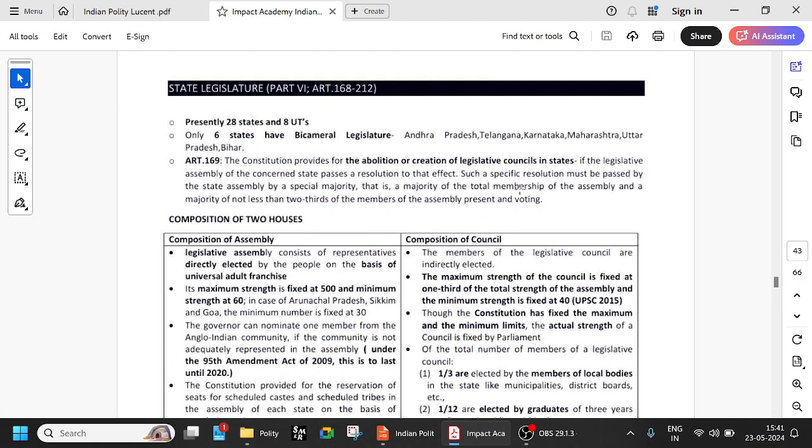Such a specific resolution must be passed by the state assembly by a special majority, that is a majority of the total membership of the assembly, and a majority of not less than 2/3 of the members of the assembly present and voting. Special majority means it has to be a majority of the total membership of the assembly. For example, we have 175 in Andhra Pradesh, so it has to be more than half of that. And 2/3 of the members present and voting. On that particular day, among the members present, 2/3 should vote for that particular resolution.